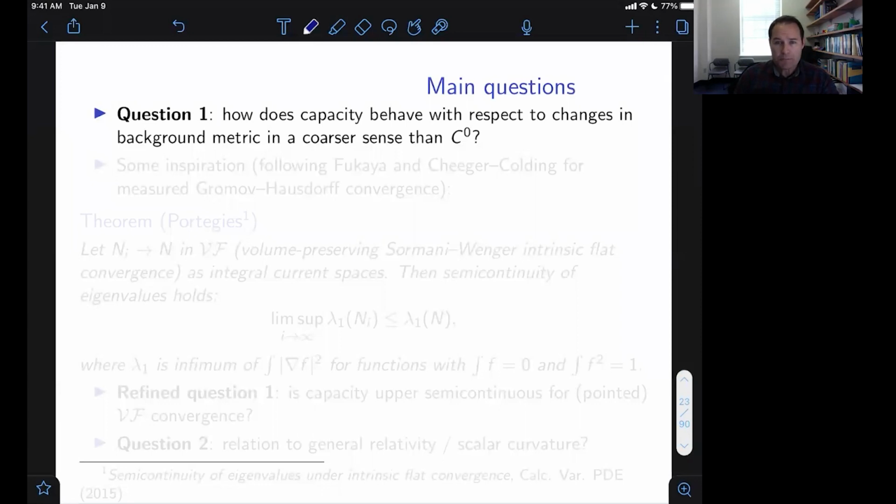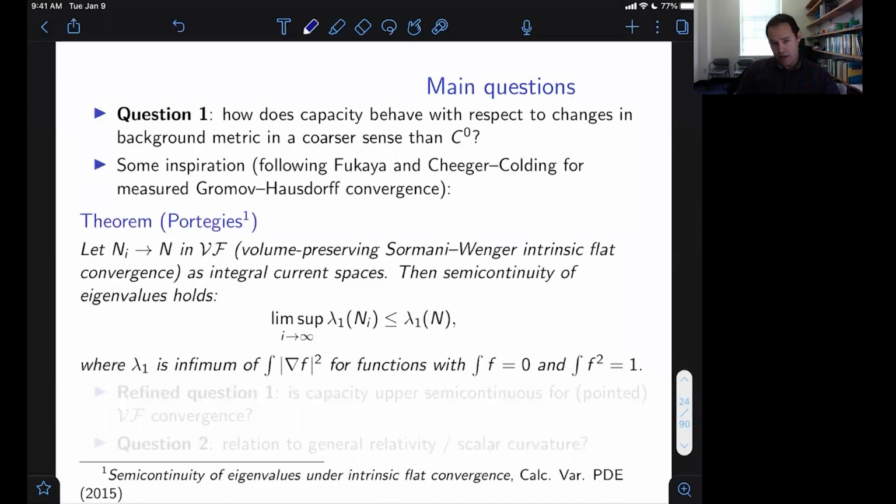Okay, great. So if we're wondering about coarser convergence than C0, there's a number of candidates you could ask about. The theorem that's going to motivate us is a theorem on the semi-continuity of eigenvalues, which shares some similarities with capacity in that you're minimizing Dirichlet energy. This result followed earlier results on Gromov-Hausdorff convergence on the semi-continuity of eigenvalues. This result here of Portegies studies convergence for volume preserving Sormani-Wenger intrinsic flat convergence. So I'll be going into more of the details on that shortly.